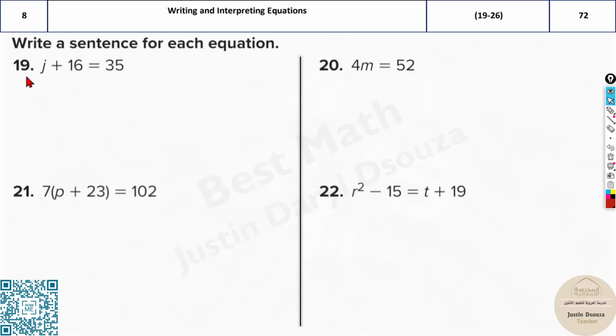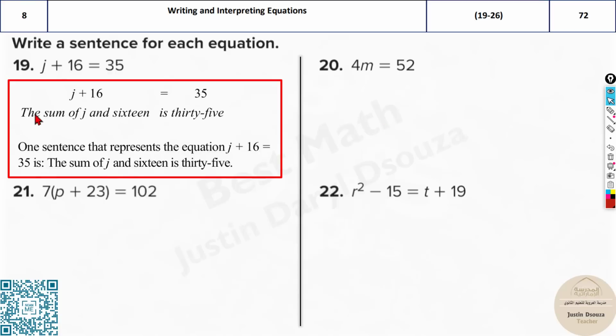Let me just show you in this example, exercise 13. J plus 16 equals 35. Just the j plus 16 can be told as the sum of j and 16. When j and 16 are added together, j plus 16, the quantity of j added to 16. So many other ways. Now equal to means same as, equal to, identical to, different ways. And 35 can be written as 35 itself. So these are the things.